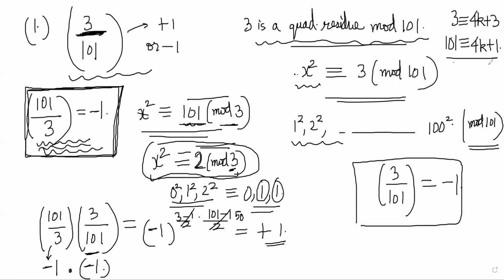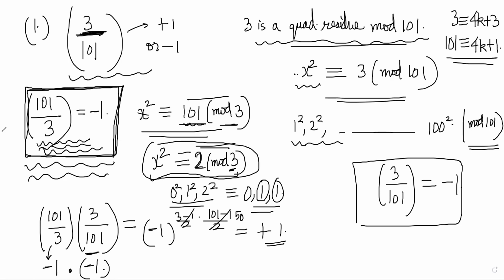If you think of the alternative form, we said that if any one of the primes p and q is of the form 4k plus 1, then the RHS became +1, right? And that means both have to be of the same nature. Both p over q and q over p have to be either +1 or -1. And we already know that the Legendre symbol 101 over 3 is -1. So that means 3 over 101 must also be -1, right?